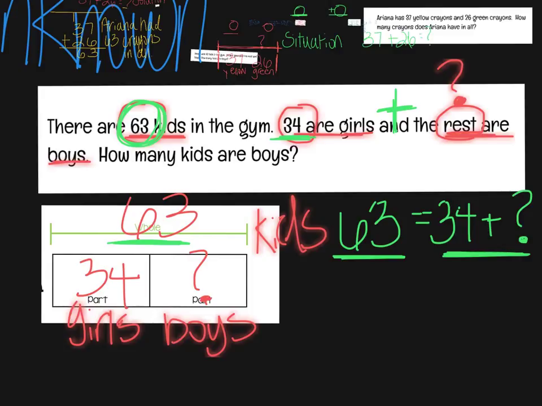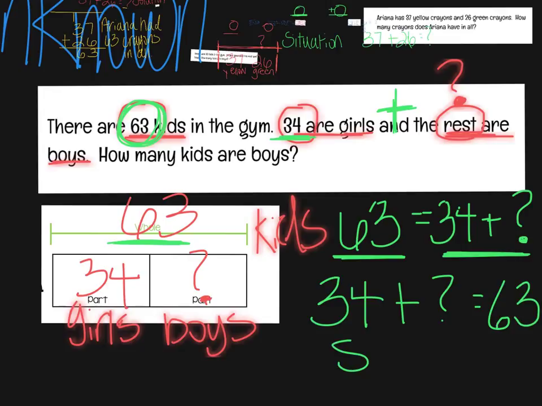So if I'm doing my situation equation, it started with 63. So I'm allowed to write 63 on the left-hand side. Let's show both ways. My situation equation can also be written 34 plus question mark equals 63. Both of those are my situation equation.